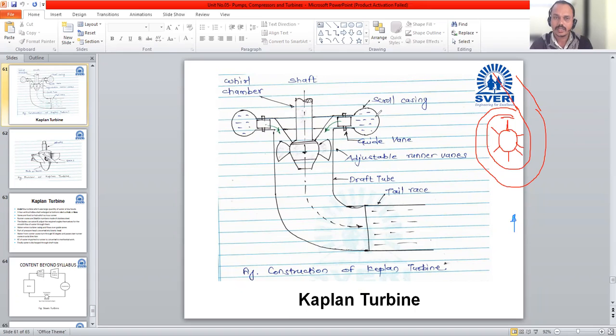So we have scroll casings, then guide vanes. Guide vanes are here also in Kaplan turbine also. These are the adjustable runner vanes. Adjustable runner vanes, it means the vanes can swing at their axis. If suppose we consider this is the axis for this hub, then this vane can swing. Then shaft is mounted, shaft is attached to the hub.